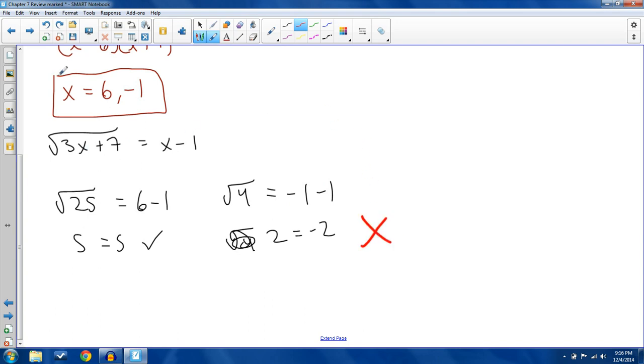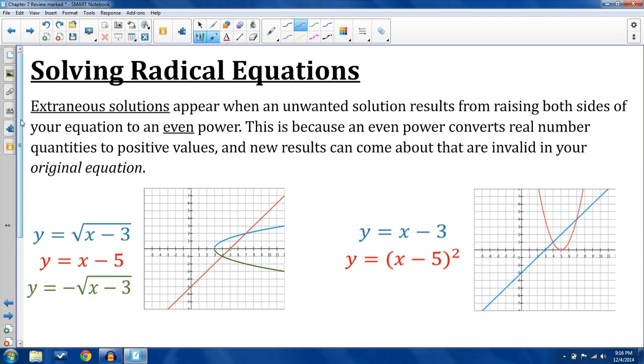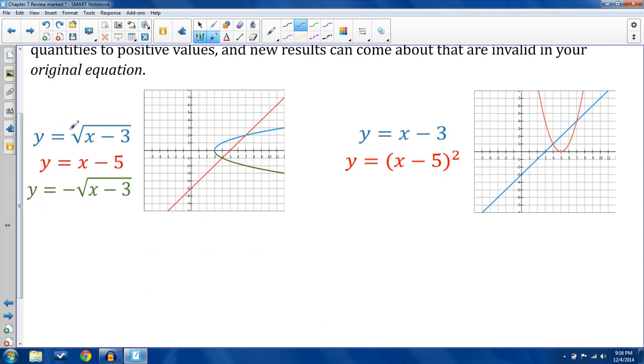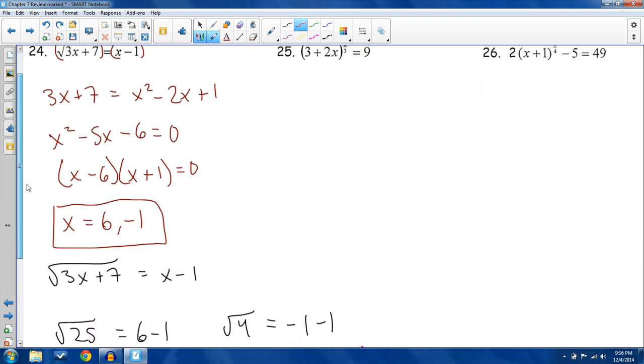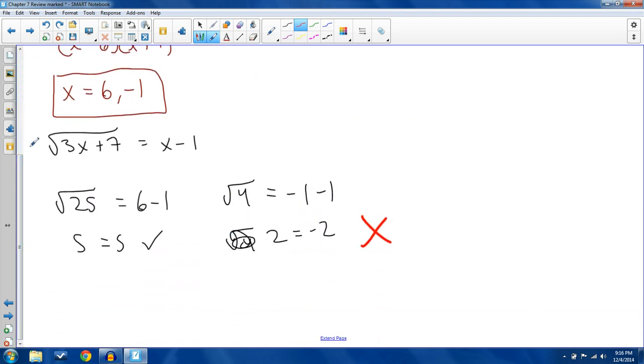I want you to keep in mind the thing that I talked about before here. It assumes that you were looking at plus or minus your number. Because when we squared it, it didn't matter. It became positive 3x plus 7. It didn't matter if it was positive 3x plus 7 or negative 3x plus 7. In this case, we only had positive 3x plus 7. If we looked at negative 3x plus 7, look what would have happened. This would have been negative root 25 and negative 5 equals 5. That one wouldn't have worked. But this one would have. Negative 4, square root of 4, is negative 2. This one would have worked.